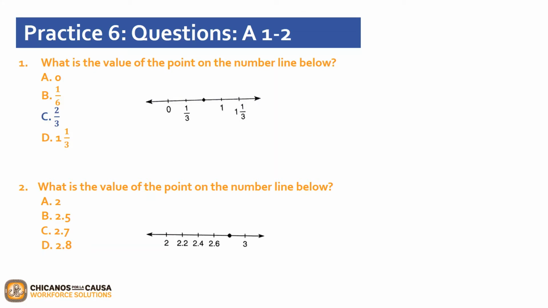Next question. What is the value of the point on the number line below? So similarly, we can see that this number line is increasing by factors of 0.2. So we go from 2 to 2.2, 2.4, 2.6. Therefore, we can deduce that the actual number where this value point is, is 2.8, which is our final answer.